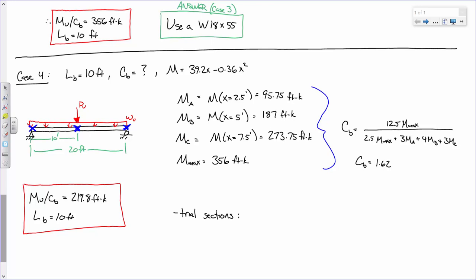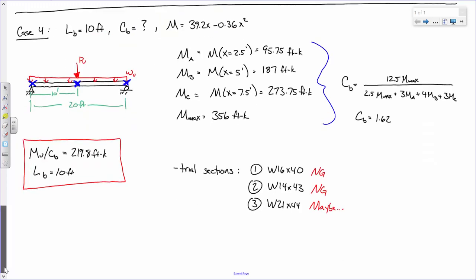So let me put this on the screen. Number 1, W16 by 40: no good. Number 2, W14 by 43: no good. Number 3, W21 by 44: maybe. So, let's check this W21 by 44.